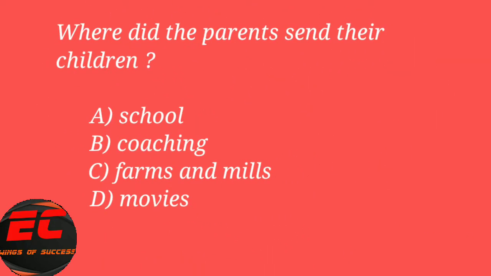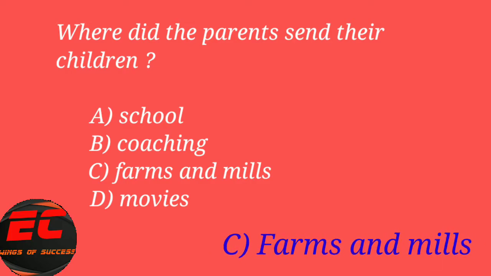Next, where did the parents send their children? Option A, school. B, coaching. C, farms and mills. D, movies. So the correct answer is option C, farms and mills.